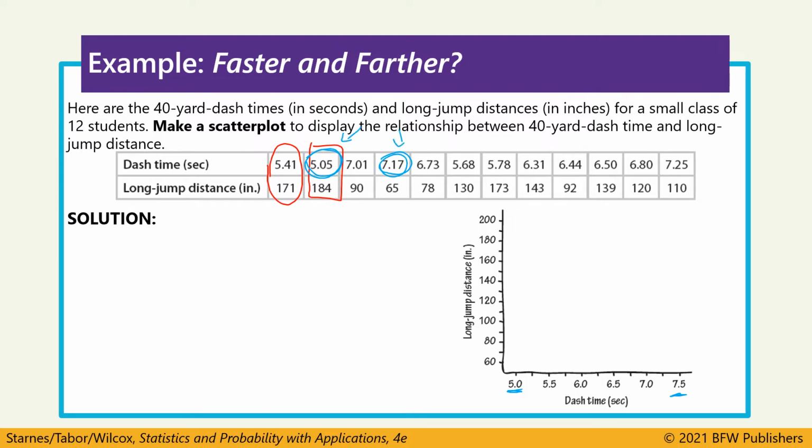All right, for long jump distances, here's our minimum, here's our maximum, those same two. Okay, so we want our scale large enough where it can fit both of those. All right, but again, we don't need to start this at 0, and we don't want to start it at 0 because that's just going to lead to a whole bunch of blank space in our graph. Once we have our scales, we can plot each of those dots. All right, and each one is a single student. So 5.41, 171 is this dot right here. If we look at this one, 6.44, 92 would be this guy right there.